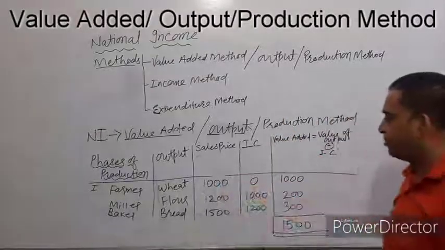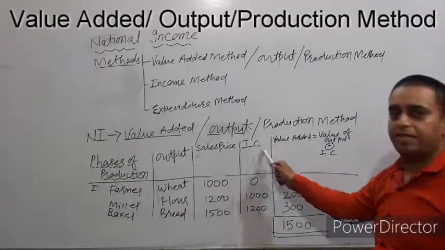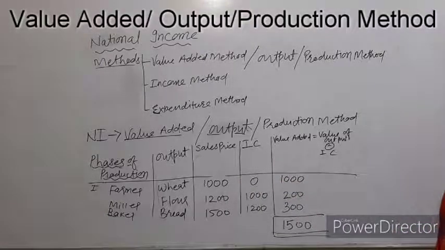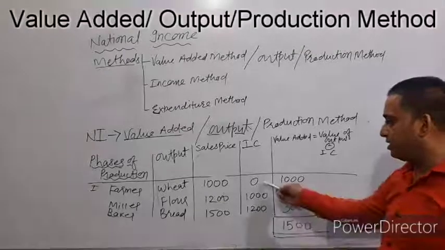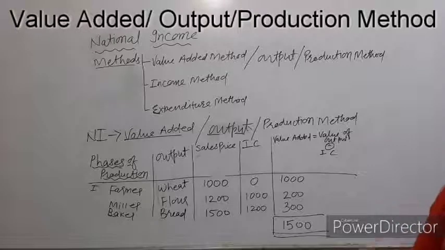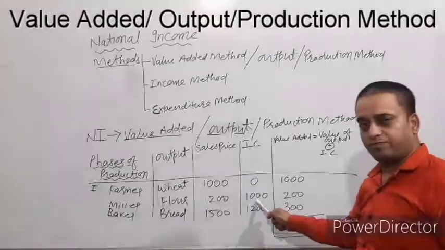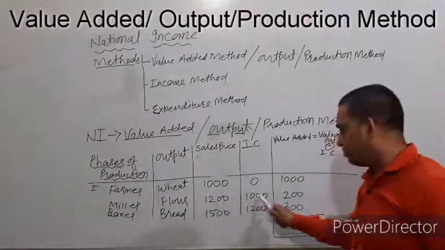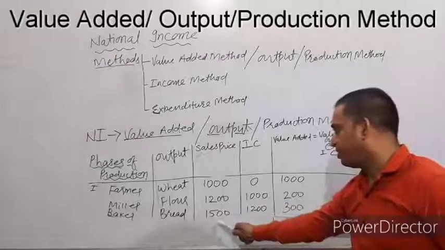Two columns are clear. So for the third column, intermediate consumption means related to purchase, related to manufacturing, related to production. In the starting there is no cost, so in that condition it will be 0. Next, if the miller wants to purchase wheat, there is a need to pay some type of cost, some amount. So the miller pays 1000 rupees, right? Sells for 1200 but purchases for 1000. Same as the baker purchases for 1200, sells for 1500.